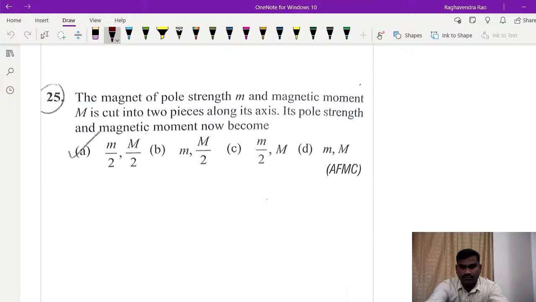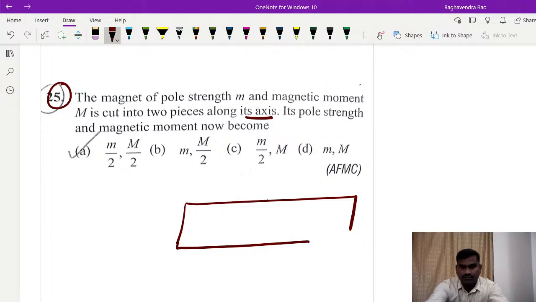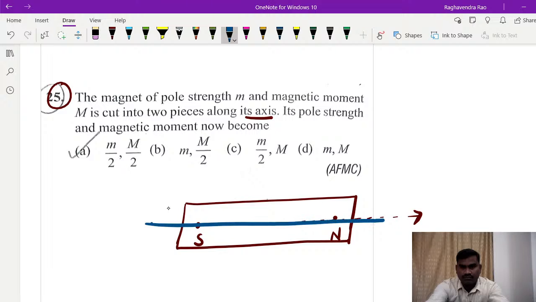This also we discussed. A bar magnet of pole strength m and magnetic moment m is cut into two pieces along its axis. When we cut along its axis, the axis is nothing but a straight line which extends through the south and north pole. This is called the axis of a dipole. Now the cutting is along the axis, like this we are cutting a bar magnet.